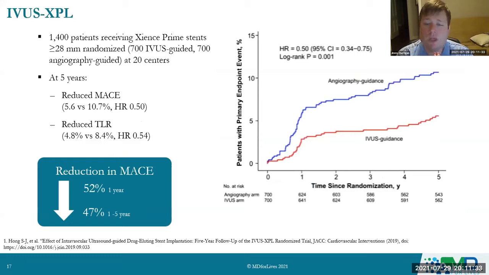IVUS-XPL was a trial more recently published in 2019 that was randomized between angiogram and intravascular imaging with 1,400 patients getting long stents, 28 millimeters or longer. And what was found is that at a 2-year time horizon, MACE overall, the combined endpoint, was reduced by half. That was completely driven by target lesion revascularization or in-stent restenosis. So if I put a stent in, what is the chance that that stent re-narrows or that there's narrowing within 5 millimeters of the ends of the stent that requires further intervention? That was reduced 46% over the course of this time horizon, from 8.4% to 4.8%.